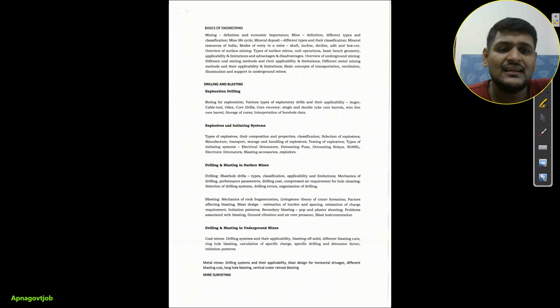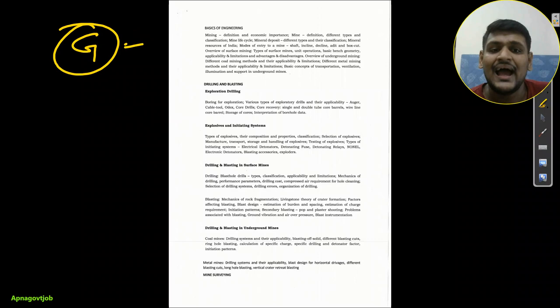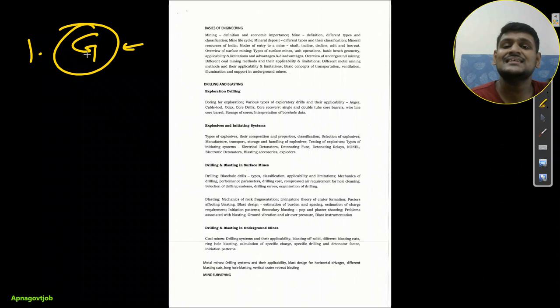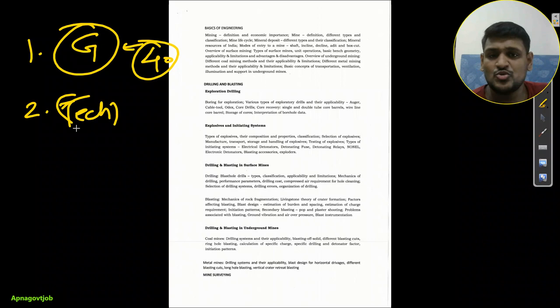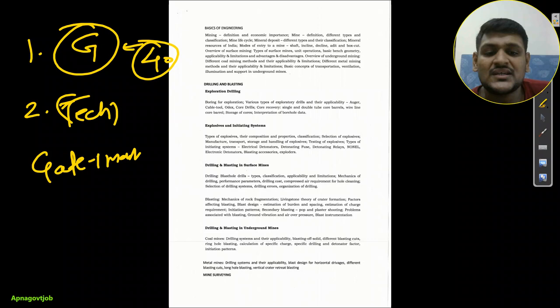Now, how you will attempt the NMDC paper. First, just start with your general part, because the general part is scoring. This will definitely be the deciding factor, because lots of candidates will struggle in the technical part, in the mining portion. So in the exam, first give priority to the general part, and please try to cover everything in the syllabus I mentioned for general, whether it is aptitude, reasoning, or GK. These 40 marks are very important for you, right? Then second, touch your technical part, whatever you can do, just do. Again, for practice of the technical part, touch only GATE 1 mark questions, no need to worry, just do this, it is enough for you.